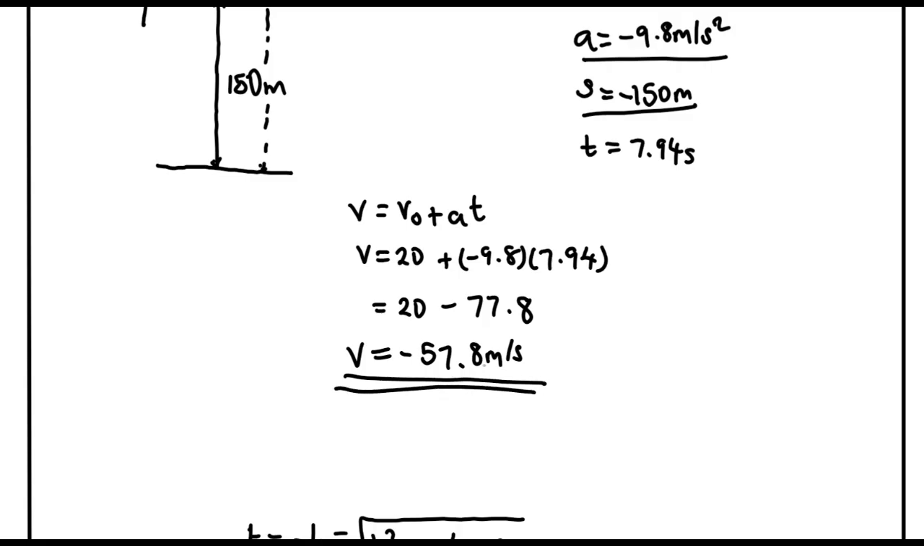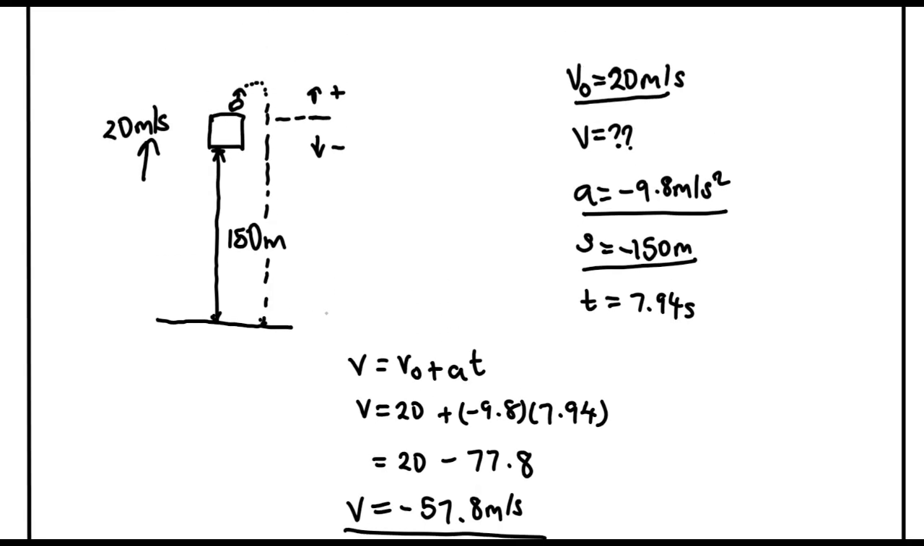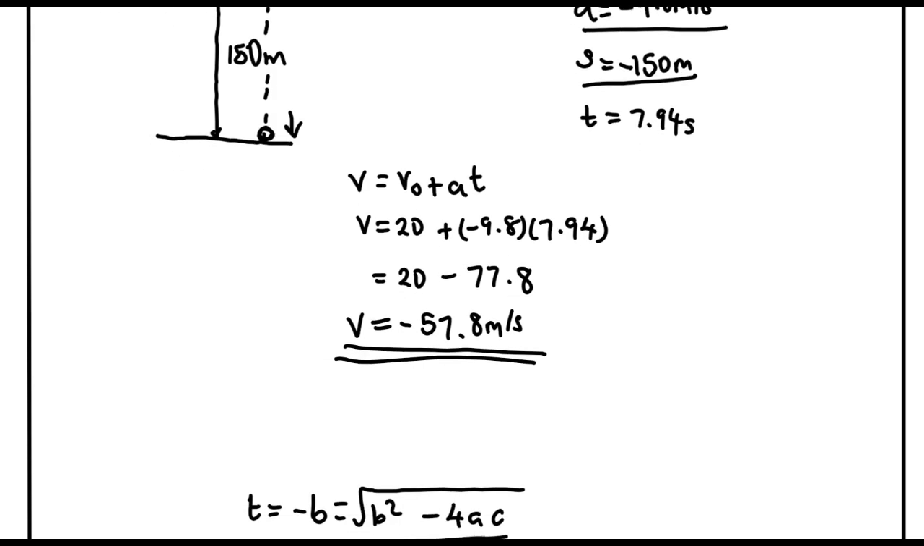So therefore our velocity is equal to negative 57.8. Now the negative is because of the fact that when it is coming back down and when it's hitting the ground, its velocity is in this direction. Remember, the upward direction had positive 20, so the downward direction now gives us negative 57.8 meters per second. Now, there's another way we can get the velocity which won't give us a negative.